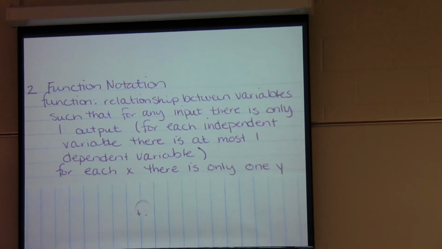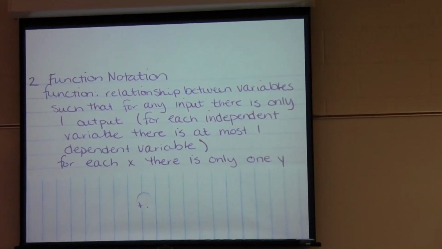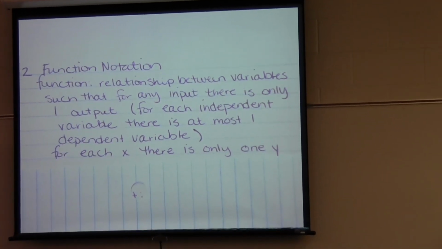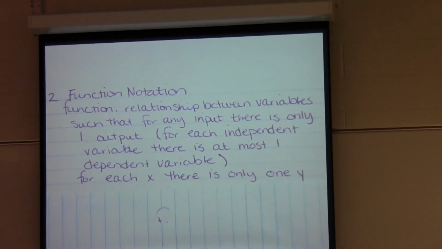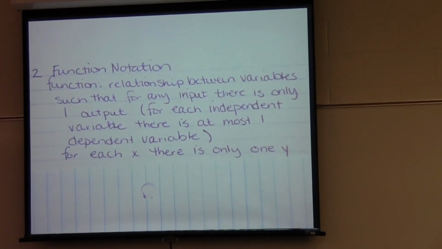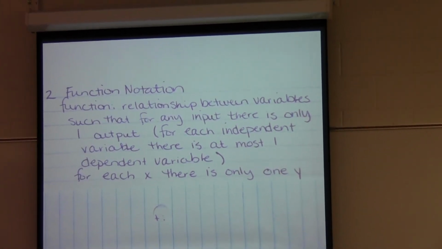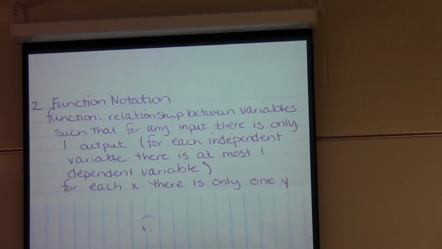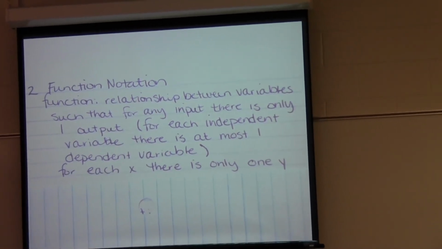How about just the part that says for every x, there's only one y? For every x, only one y. That is the essence. So it's only a function if for every x, there's only one y. Okay, let's see what that means.